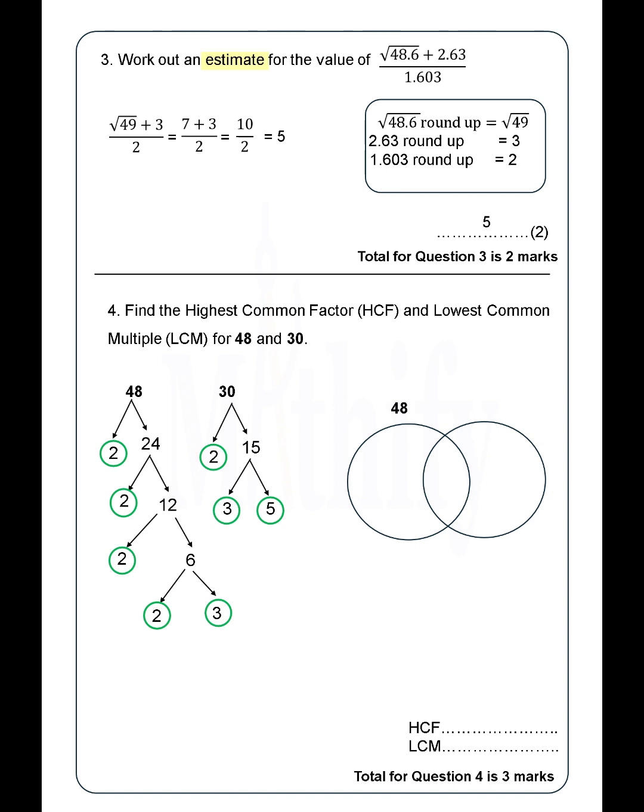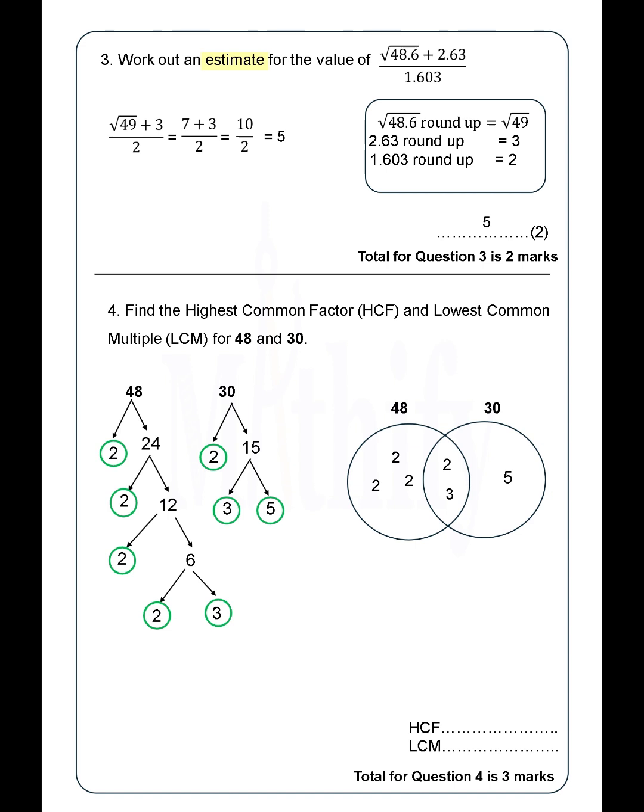Okay, now that we have the prime factors, let's insert everything we know into the Venn diagram. So as you can see, what's common in both 48 and 30? Anything that's common in between both of the numbers, these numbers are inserted into the middle of the Venn diagram. So in other words, the intersection point. So as you can see, 2 and 3 are common in both 48 and 30. So these are put into the middle.